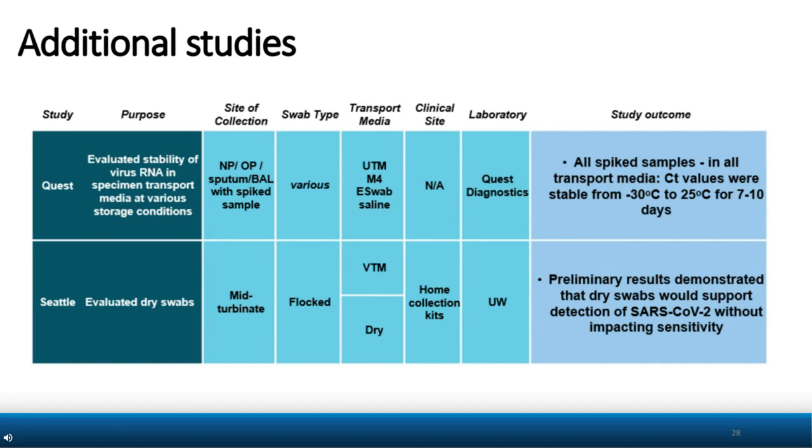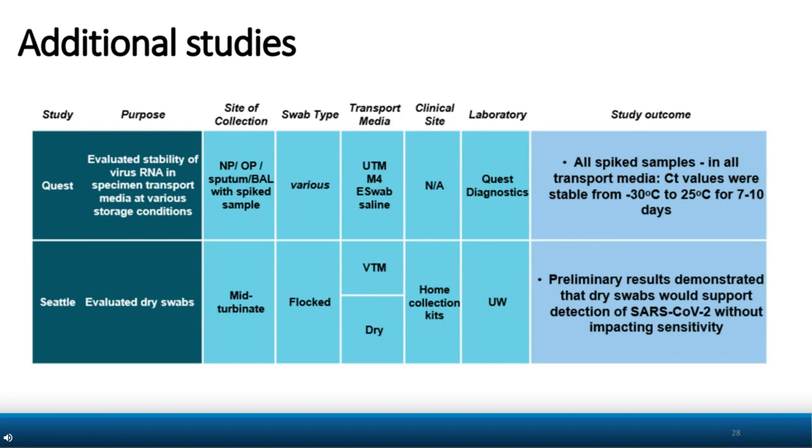And overall, with these spiked samples in the transport media, they were able to show that the CT values were stable when the specimens were stored at -30 degrees Celsius all the way up to 25 degrees Celsius for up to 7 to 10 days. So good stability when stored appropriately.